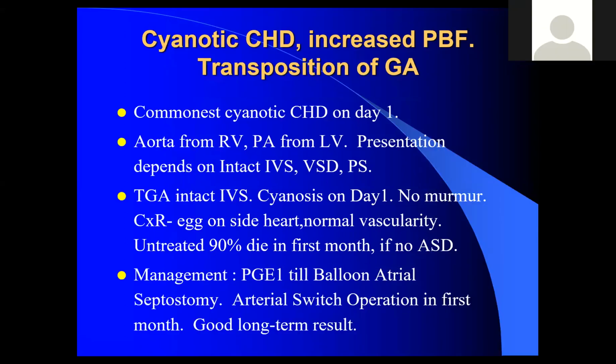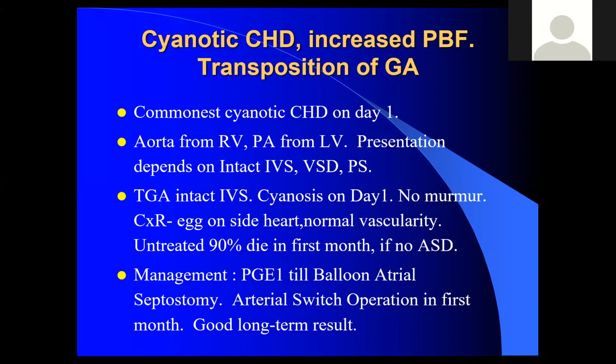Now, cyanotic CHD with increased pulmonary blood flow. We'll discuss TGA. Usually, they will present on day 1. TGA with intact ventricular septum is usually duct-dependent pulmonary circulation. We need some connection between the right and left side of the heart, either ASD, VSD, or PDA, for survival of the baby.